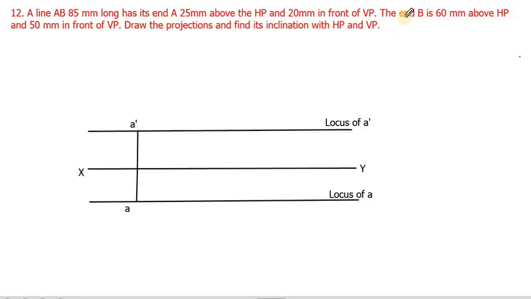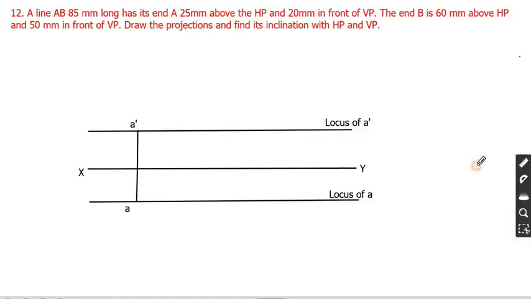Then the end B is given as 60 mm above HP and 50 mm in front of VP. So we can mark the point B, that is above XY, that is 60 mm, and in front of VP, that is below XY, as 50 mm. So let us mark that point. So be careful that you are keeping the scale on the XY line. Unfortunately students will take the B point from the locus of A dash, so avoid that one.